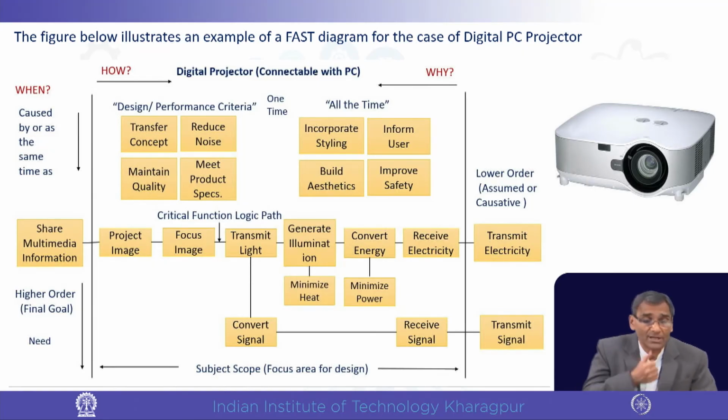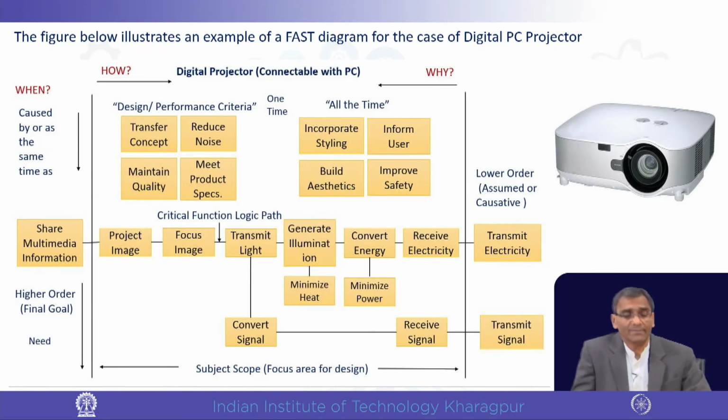It has to project the image, and by projecting the image we convey the information, multimedia information. And here you see that there are certain functions. Sometimes it is a one time function, sometimes it is a continuous function or all time function. Here you see that two very important things are to happen. One is to minimize heat, because when there is a generation, then heat is generated.